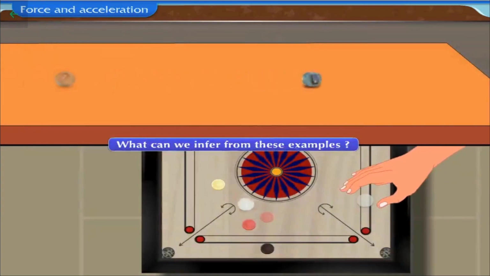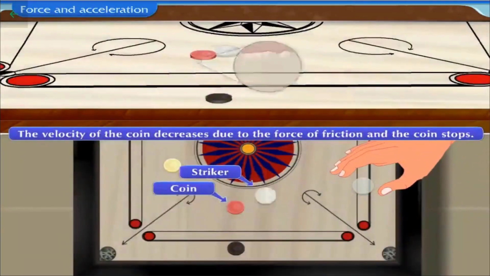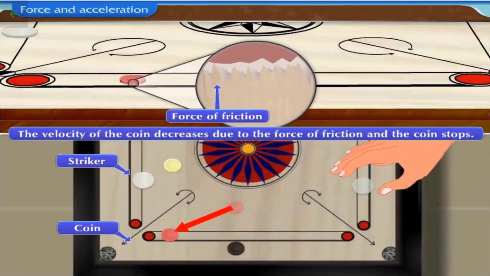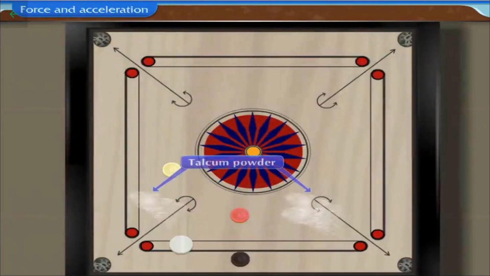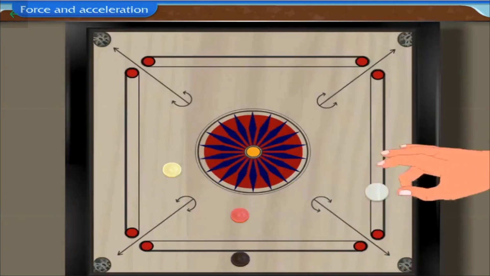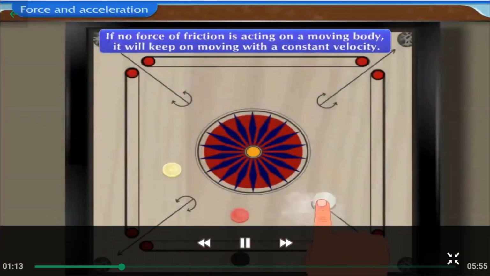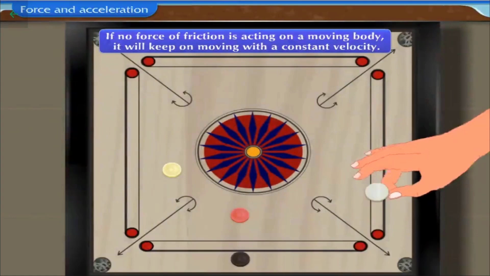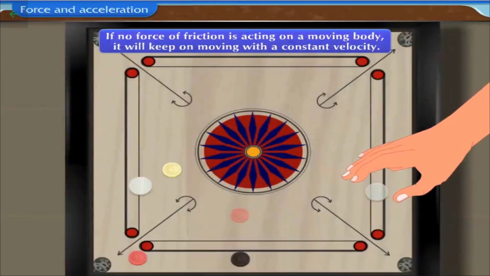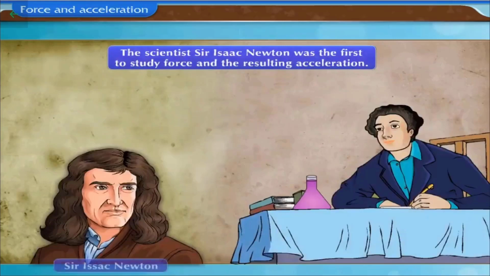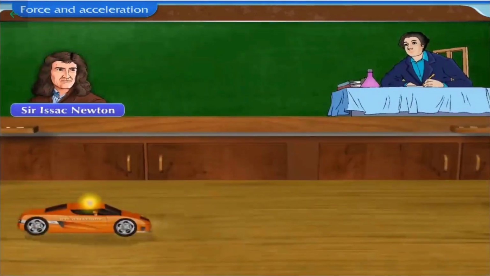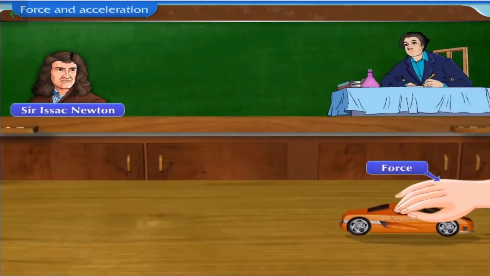What can we infer from these examples? The velocity of the coin decreases due to the force of friction and the coin stops. If the friction between the carom board and the coin is reduced, we use talcum powder to do this, the coin keeps moving for a longer time. It implies that if no force of friction is acting on a moving body, it will keep on moving with a constant velocity. The scientist Sir Isaac Newton was the first to study force and the resulting acceleration. He proposed the laws of motion.